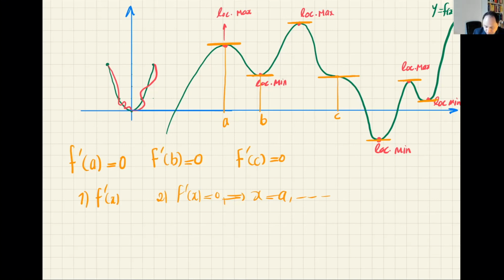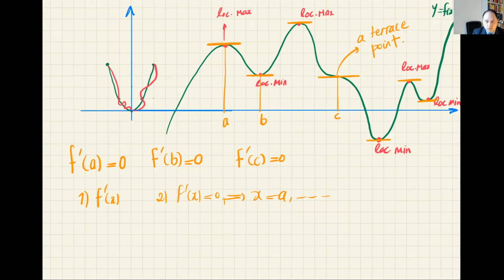Exactly, exactly. So let us see. Let us understand the difference between the nature of these 3 points. Let us concentrate on a local maximum, a local minimum, and this point. This point, by the way, is called a terrace point. So let us concentrate on these 3 points. What is the difference between them that can help me distinguish them?